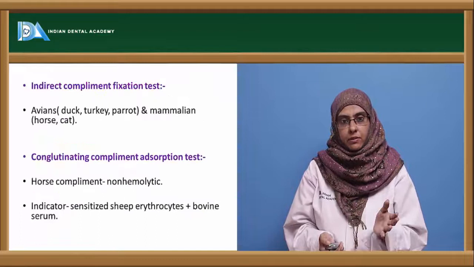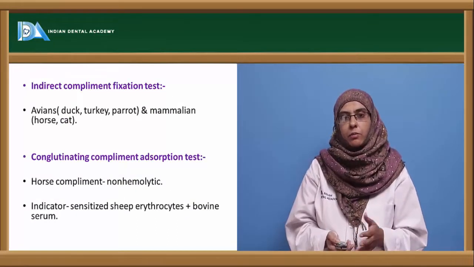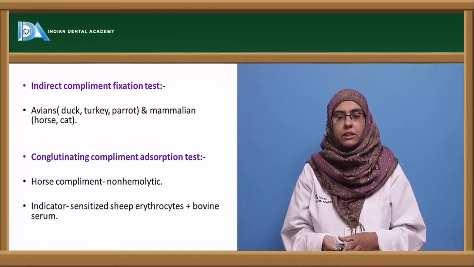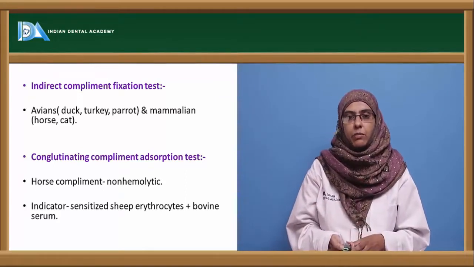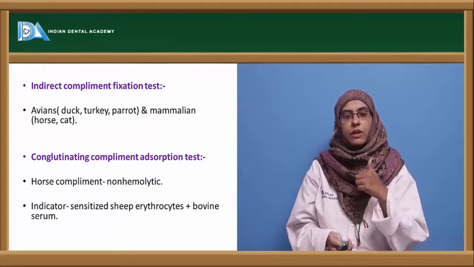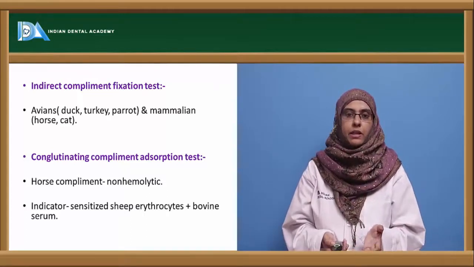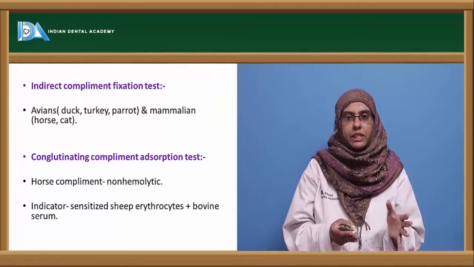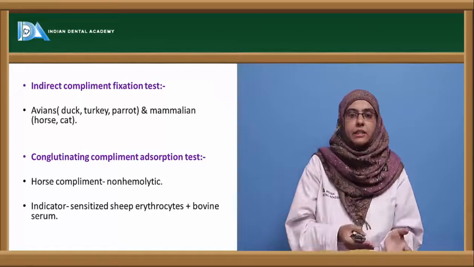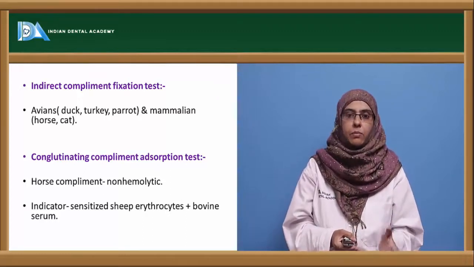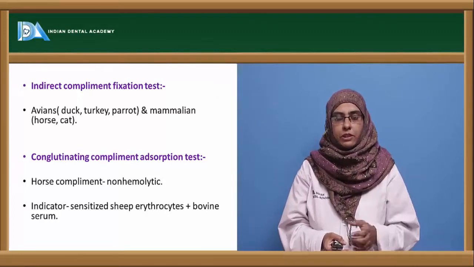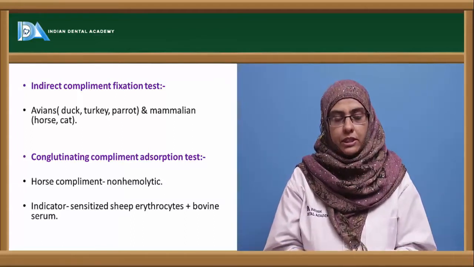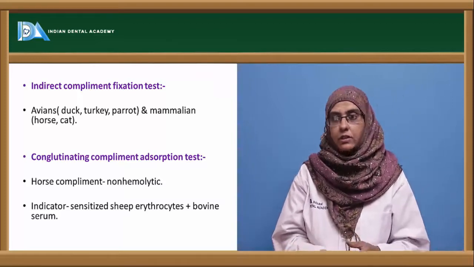So alternative forms of complement are mostly used. In case of avians and mammalians such as horses and cats, they do not fix the guinea pig complement. So in that case we make use of an alternative complement, and the test procedure will be the same, but after the initial reaction has taken place, we add the standardized serum which contains the complement. So hemolysis indicates a positive test.